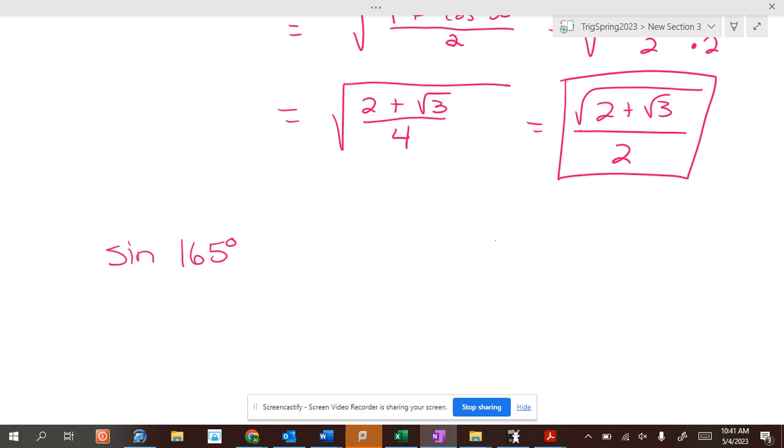The sine of 165 degrees is the same as the sine of 2 times what? Or a half of what? A half of what is 165? 330 degrees. Now, where is 165? What quadrant?